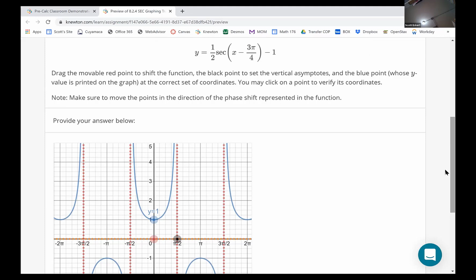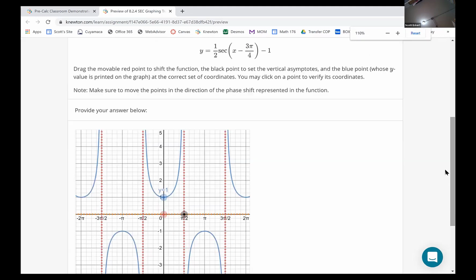So we have an equation we're already given. It's 1/2 secant of x minus 3 pi fourths, minus 1. Now, unfortunately, it's not very different than the equation we just did. So maybe I'll take a moment and do another one of these, but let's practice with this.